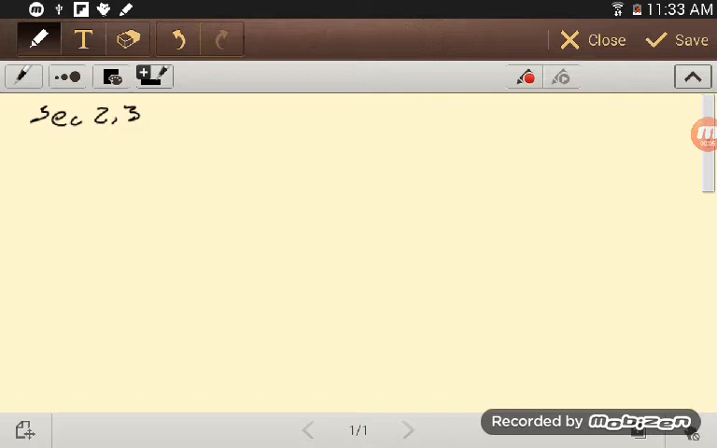Section 2.3, we'll do a product rule with three functions.